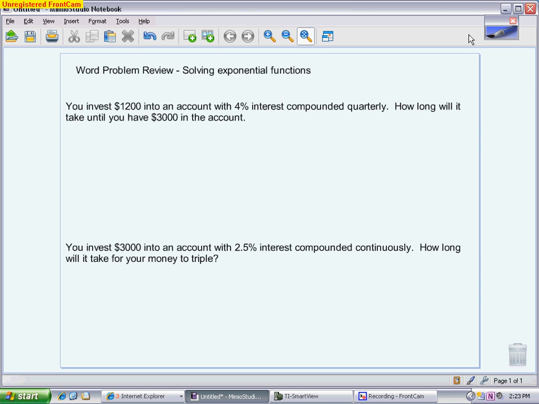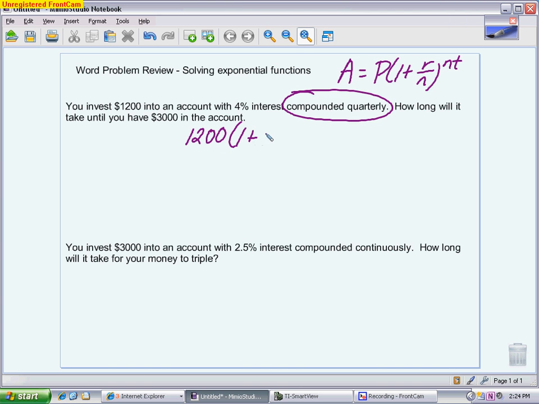So the first thing you want to do is read the problem and make sure you're using the correct equation. When you look at this first one, you see that you're investing money and we are compounding our interest quarterly. So what that tells me is we are using the longer compound interest formula, which is this formula. You want to plug in everything that you know. You know that you're starting with $1,200. Your interest rate is 4%, so you want to write it as 0.04. Compounded quarterly means 4 times a year, and then your exponent is going to be 4 times t, or 4 times x. We want to set it equal to 3,000 because we want to figure out how long it takes to get to $3,000.